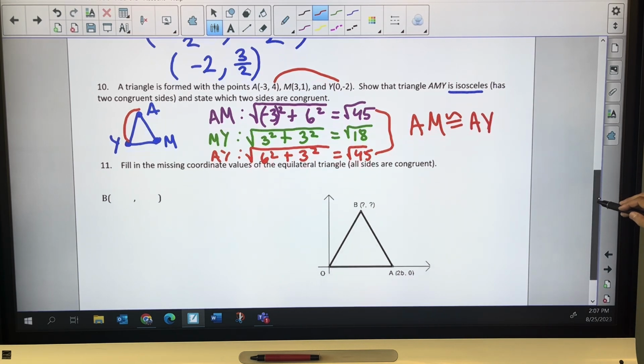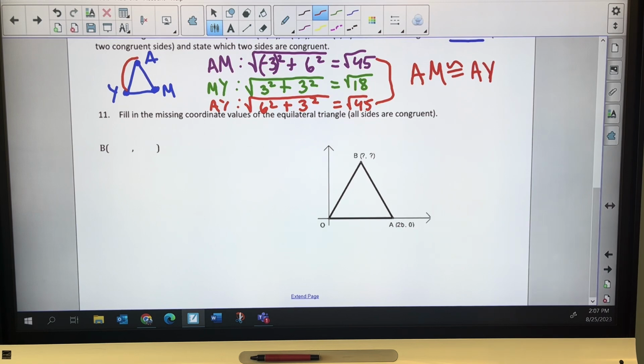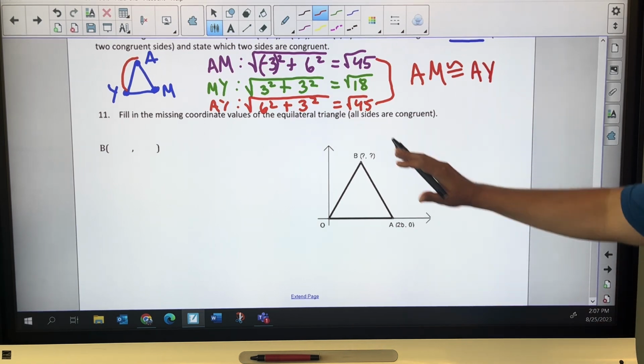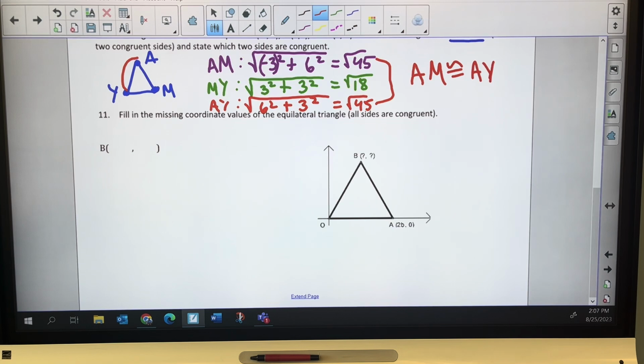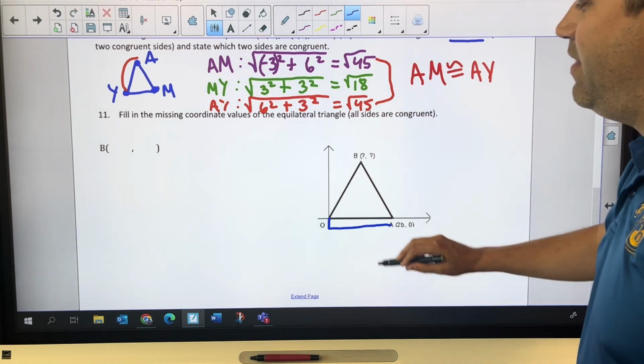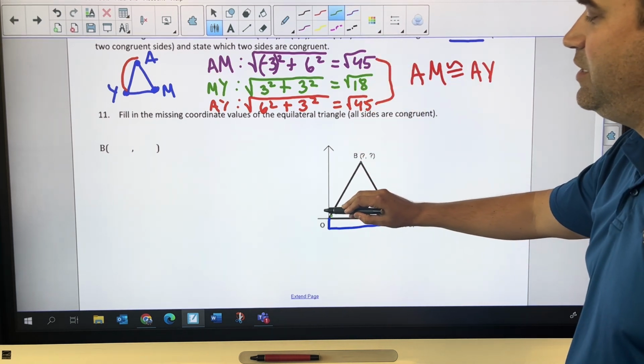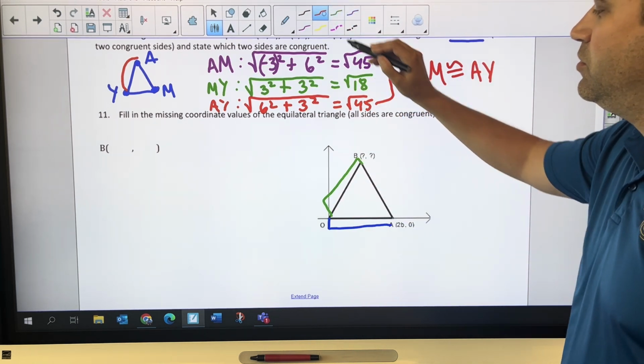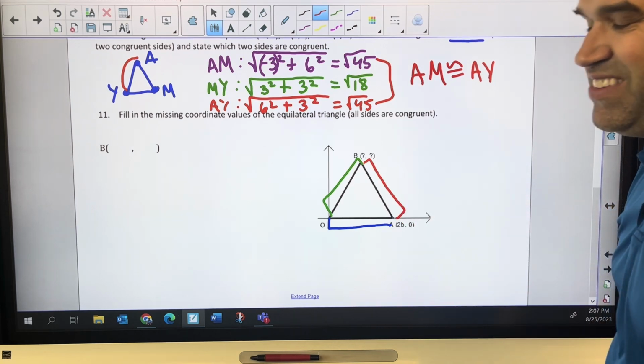And finally, we've got number 11. Fill in the missing value, so we've got an equilateral triangle. Again, equilateral triangle, something you've heard before, I'm sure, but we will talk a lot about it later on. And we've got all sides being congruent. Notice here we don't have numbers, we only have variables. So I need to find out how far it is from O to A, and then I need to recreate that distance, not just from O to B, but also from B to A.